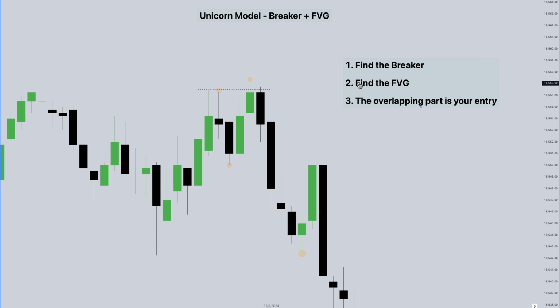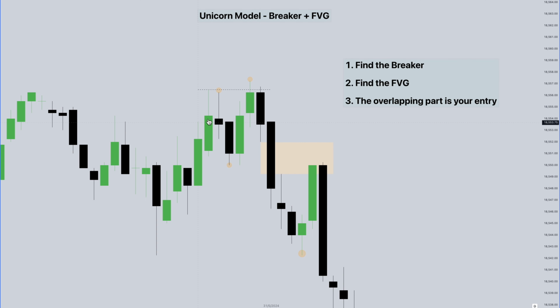Next, what is a fair value gap? A fair value gap is a 3-candle pattern where there is a gap in between. So you see this down close candle and the low. You see the 3rd candle and the high. There's an overlapping part where there's nothing. And price likes to rebalance there. Price wants to find fair value over there. So when you mark it out, this is the fair value gap.